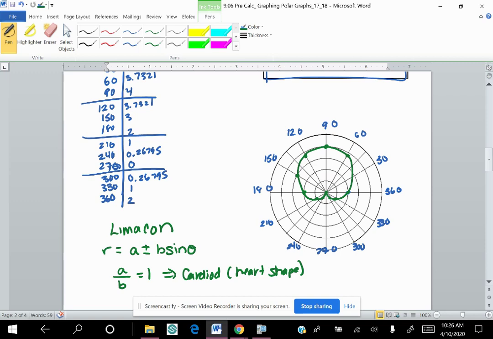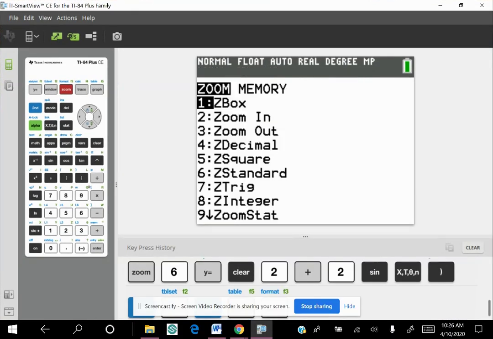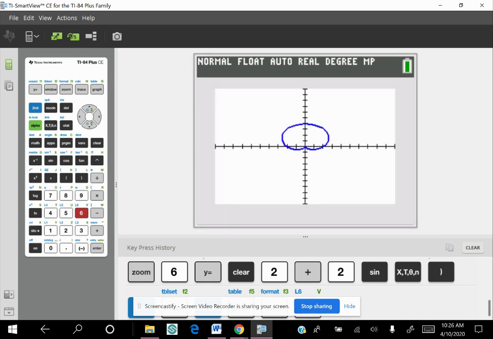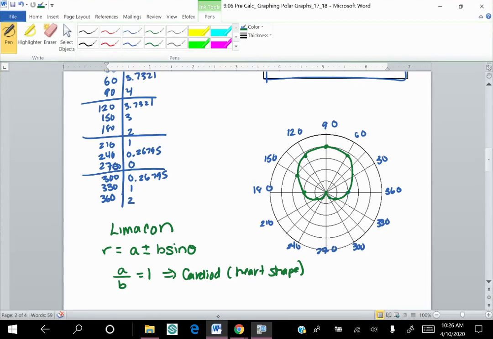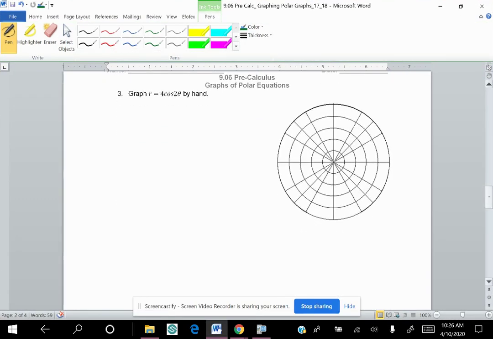So there's a couple different limaçons that we can look at depending on what a and b are. So this one creates that heart shape. And let's see, if we look at it here, you can see that nice little heart, how it comes in on your calculator.